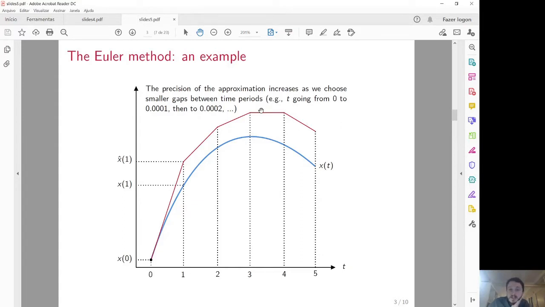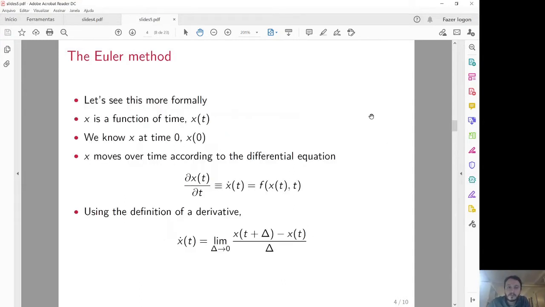And as I said, if we are thinking about smaller gaps between time periods, so t going from 0 to 0.0001, the approximation gets better and better the smaller the time gap. Okay, let's see how to apply this method formally.